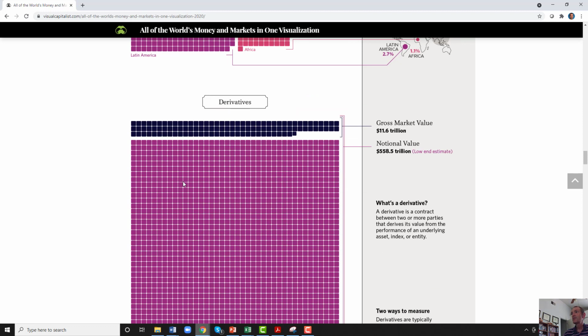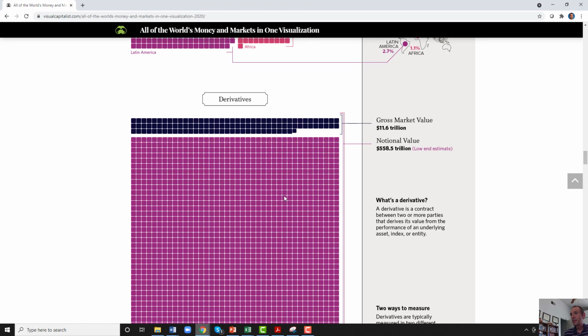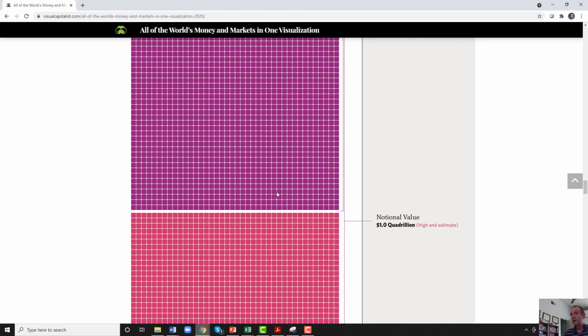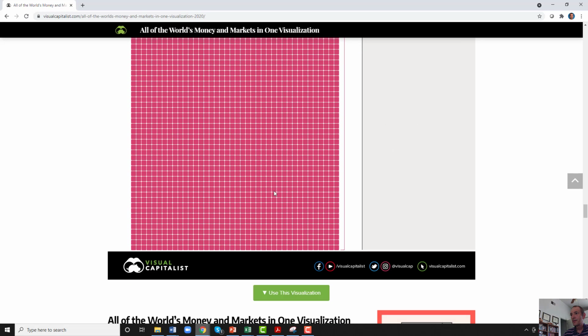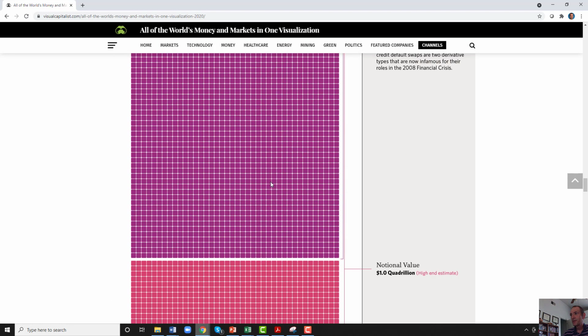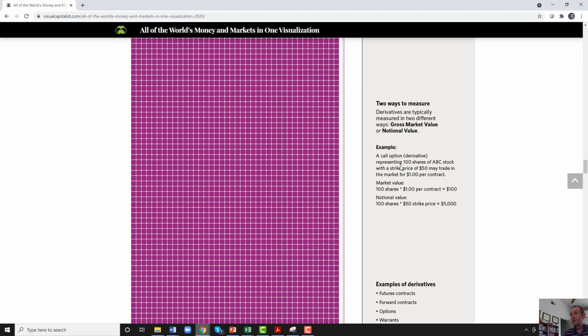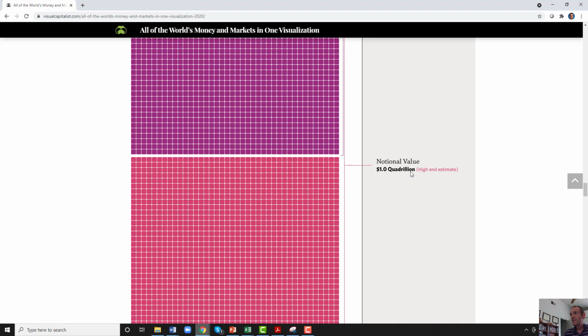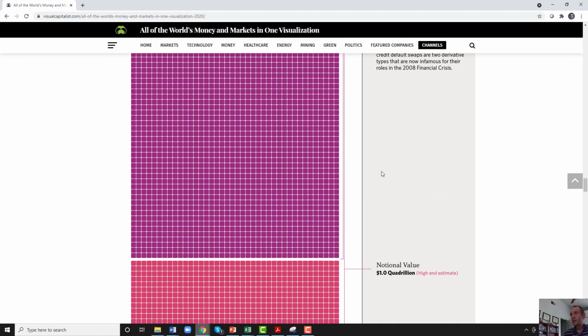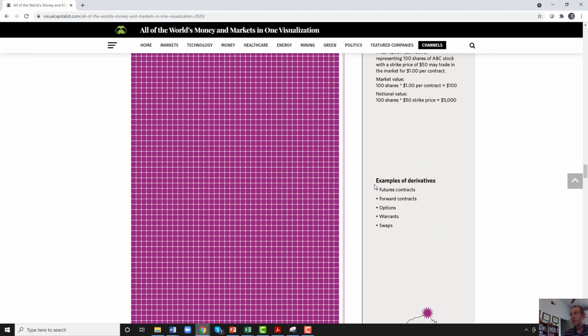And then we get to derivatives. So derivatives, here's the market value of derivatives. That doesn't look all that large. But here's the notional amount. And this is the scary part. Look at that number. Notional value, low end estimate, we don't really know, but 559 trillion. The high end estimate is whatever a quadrillion is, 1,000 trillions.